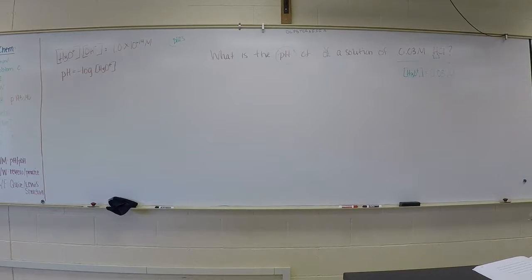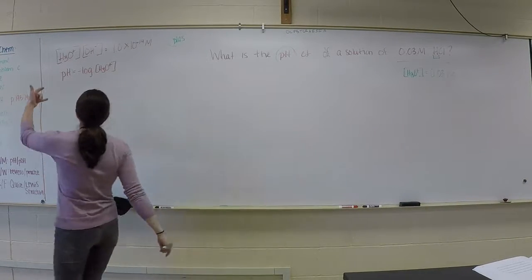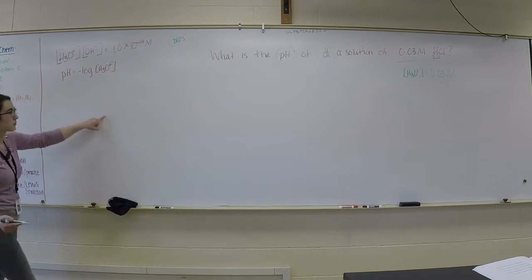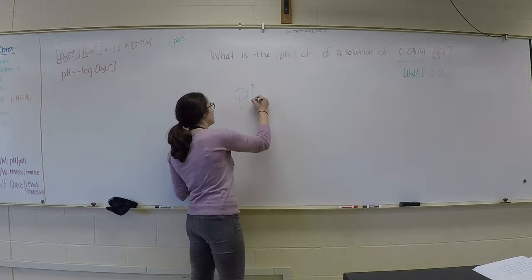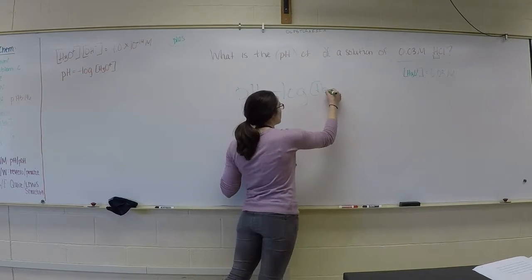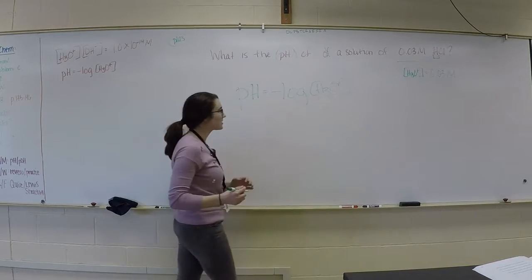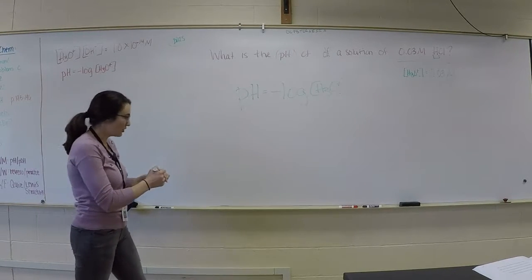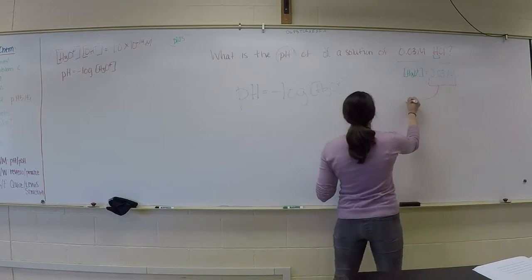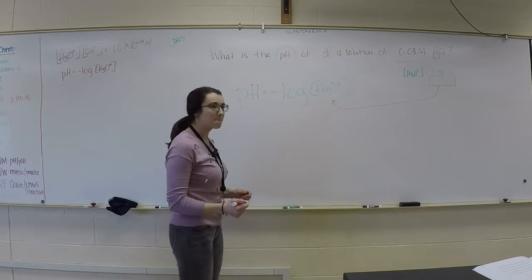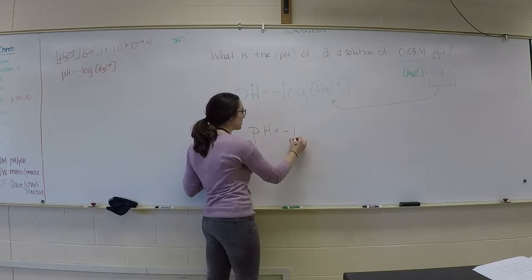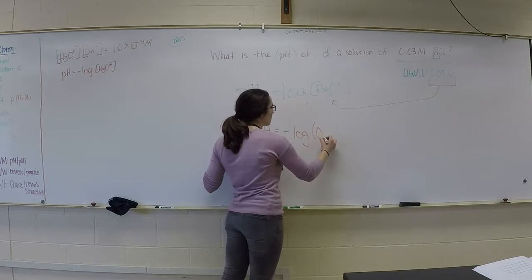Okay, now pH. We only have 2 equations so far. Which one of these equations will help us solve for pH? Second one. pH equals negative log of the hydronium concentration. Do we have a hydronium concentration? Yes, we do. So what do we do with this 0.03? Plug it in. So pH equals negative log of 0.03.